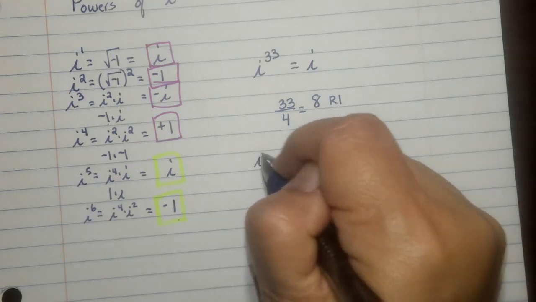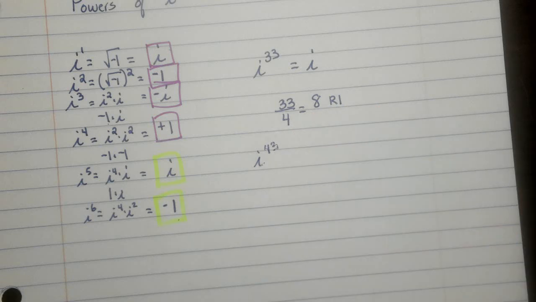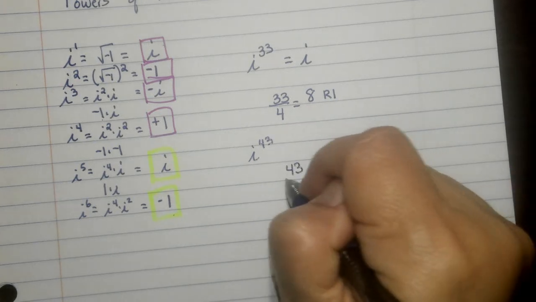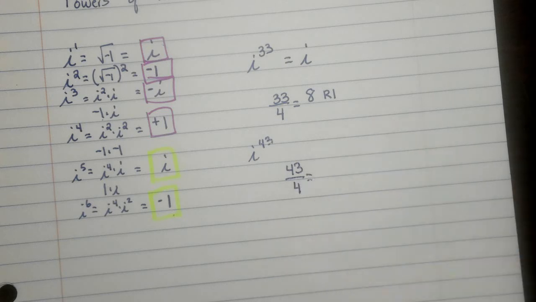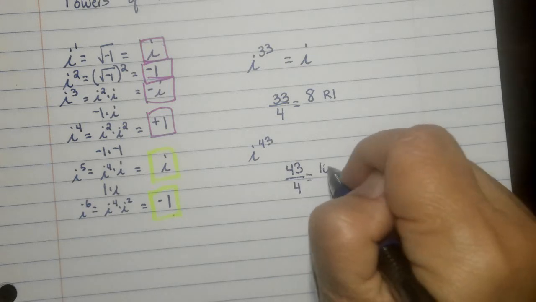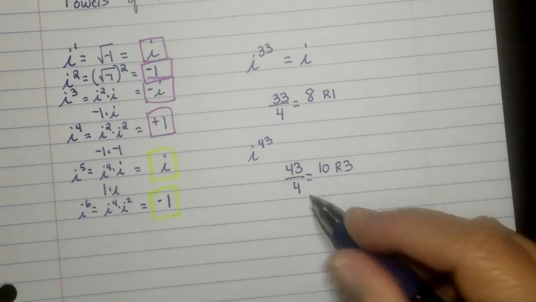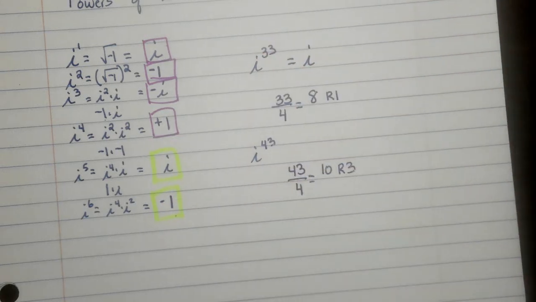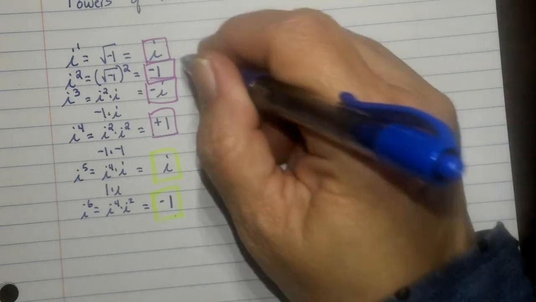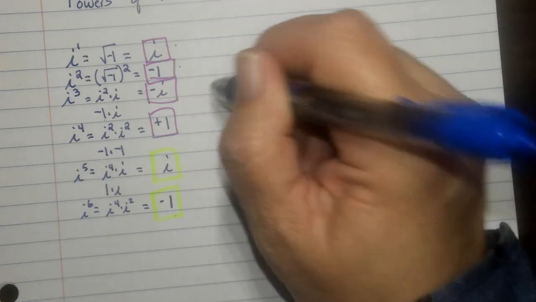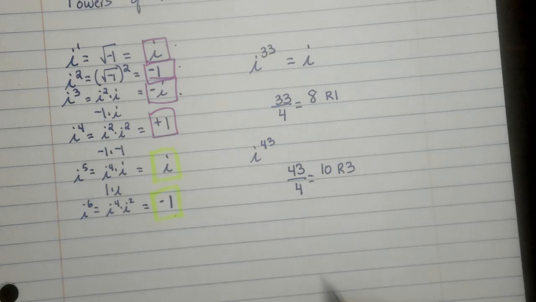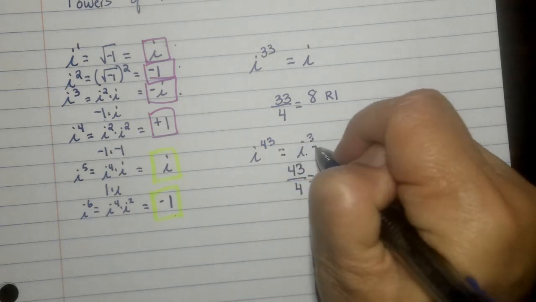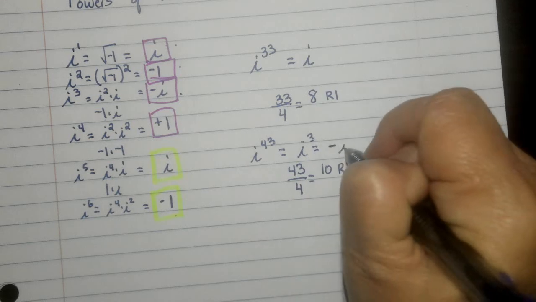But what if I had I to the 43rd power? I would take 43 and divide it by 4. That would be 10 remainder 3. So that means I would go through 10 cycles of the pattern, then I'd have 3 left over. 1, 2, 3. So that would equal I to the third power, which is equal to negative I.